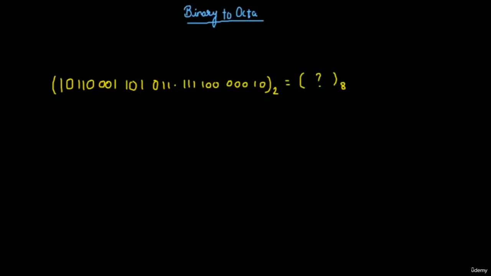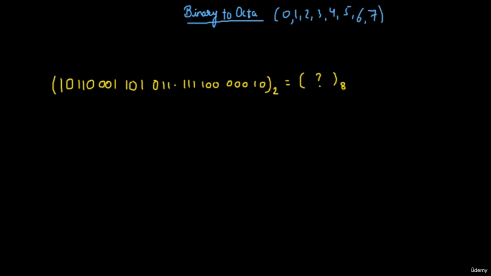Welcome back everyone. Now we are going to learn how to convert binary to octal. I have given an example here, so that we can learn very clearly. As we know, in the octal system we have the numbers 0, 1, 2, 3, 4, 5, 6, and then comes 7. These are the 8 numbers that we have.